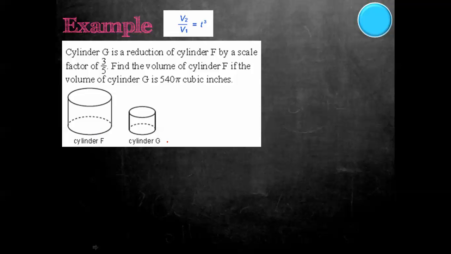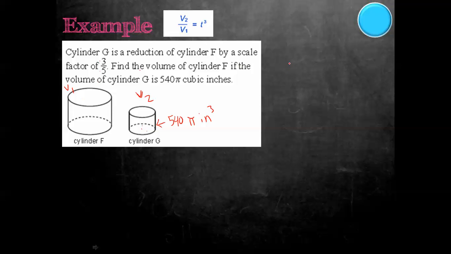Okay, cylinder G is a reduction of cylinder F, okay? Cylinder G is the reduction. That means it's the second shape, so this is V2, and this is V1. It is reduced by a scale factor of 3/5. Find the volume of cylinder F if the volume of cylinder G is 540 pi cubic inches.